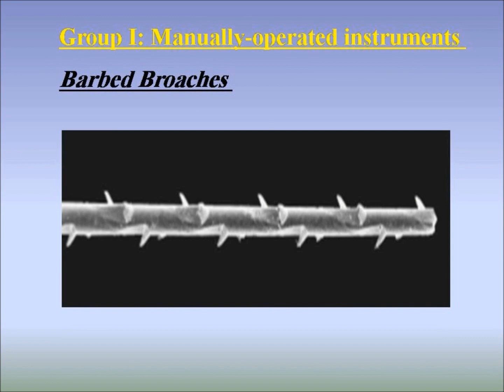Group 1, manually operated instruments. Barbed broach. They were the earliest endodontic instruments used to extirpate the pulp. They are manufactured by hacking a round tapered wire with a blade to form sharp projecting barbs that cut or snag tissue. A barbed broach does not cut or machine dentine. This instrument is mostly used to engage and remove soft tissue from the canal. It is an excellent tool for removing cotton or paper points that accidentally become engaged in the root canal.